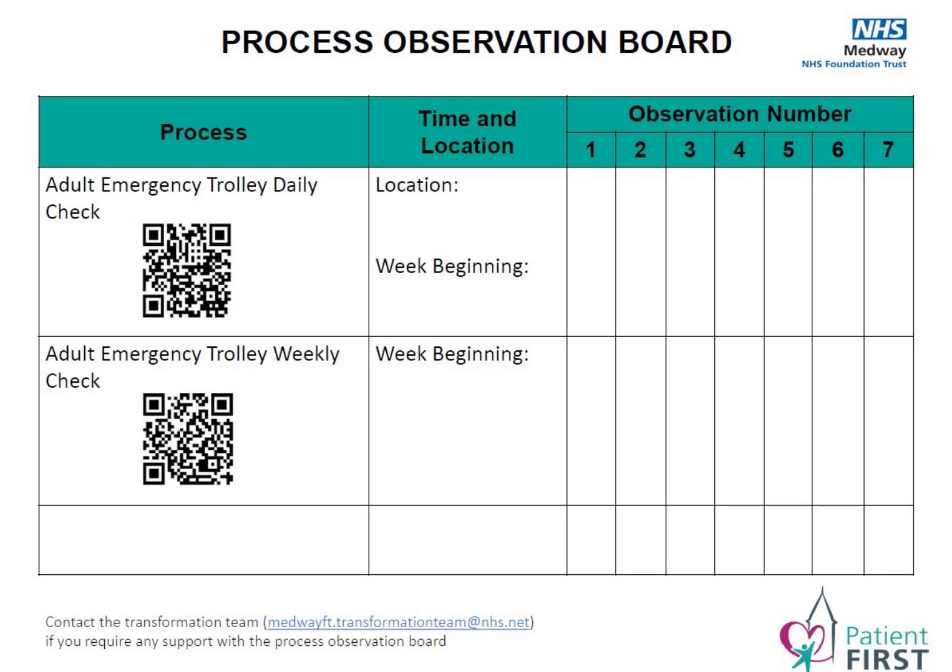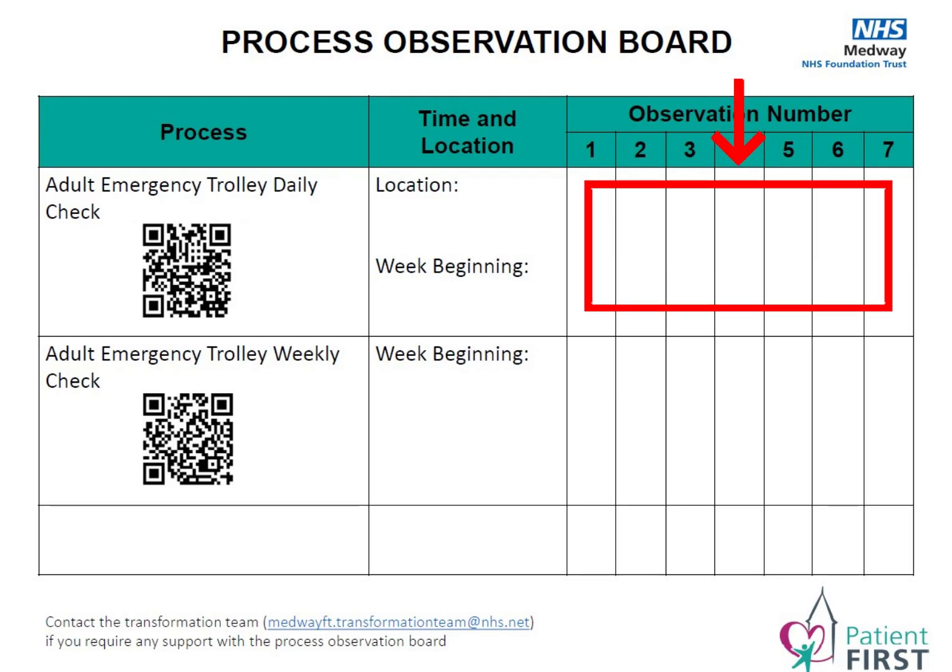The next document we will look at is the Process Observation Board. As you will see, the QR codes are also included in this sheet and can be used to access the Gather checklist. This checklist is to be used to document the location of the trolley, the week commencing, and can be signed and dated when the checks have been completed.